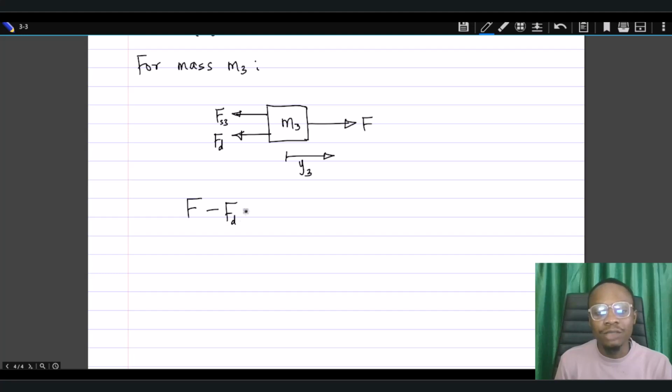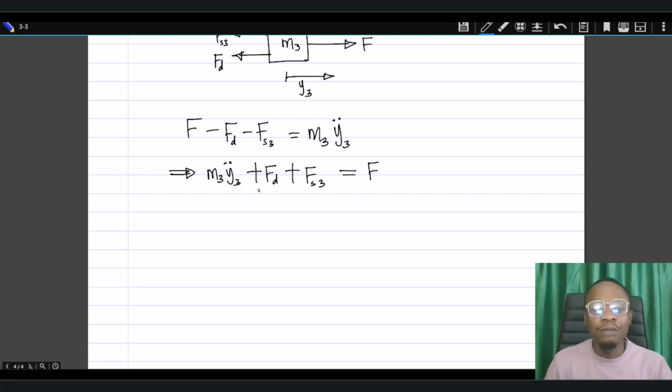Minus F sub D minus F sub S3, from the spring 3. All of this must be equal to the mass m3 multiplying the acceleration y3 double dot. By that, we can make a rearrangement and have m3 y3 double dot, plus Fd, the force due to the dashpot, plus Fs3, and this is equal to F at the end of the day. So with this, we are good to go. We just need expressions for Fd and Fs3.